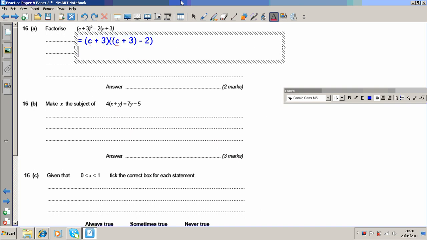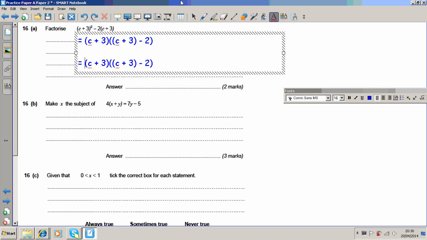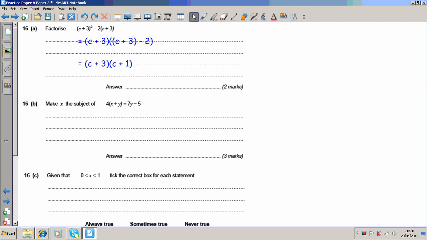So far so good. So now to sort that out, well, I can't do nothing to c plus 3, but on this bit here, c plus 3 minus 2, or 3 minus 2, is 1. So that is equal to c plus 3, c plus 1. What you could do is you could have expanded this bracket out and this bracket out, and then simplify it, and then factorise into double brackets. Would have got you the same answer, I think.